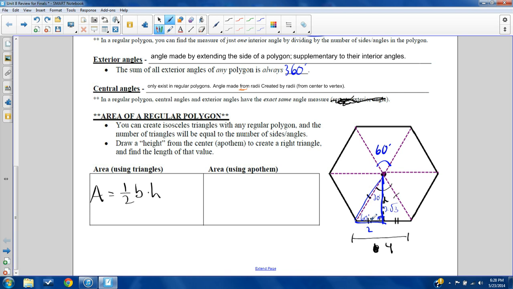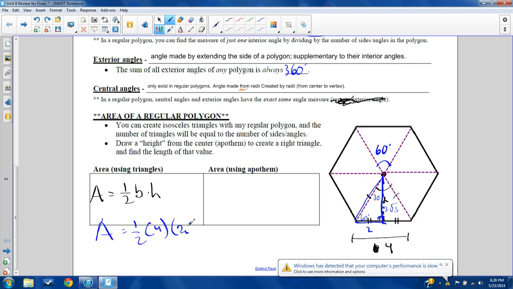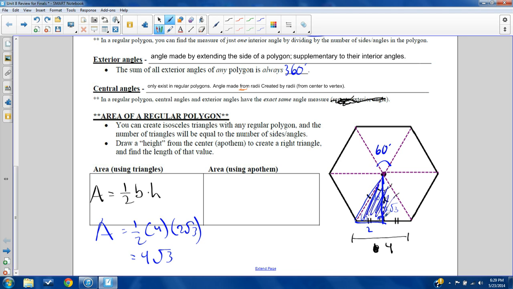The thing that I want to caution you about is that when you do that right there, you don't use 2 as your base. Remember, your base wasn't 2. Your base of this triangle is 4. So your area would be 1/2 base times height for just that one triangle, and then you get 4√3 as your area of this one triangle right here.